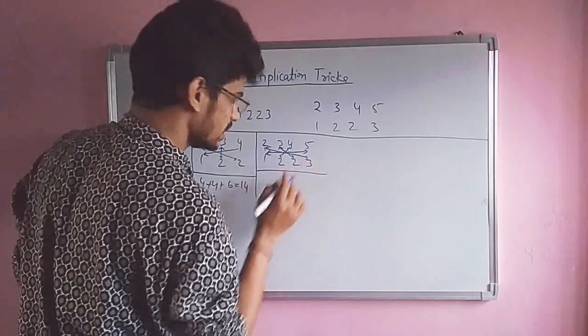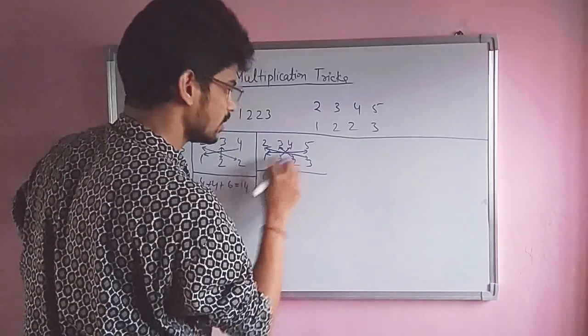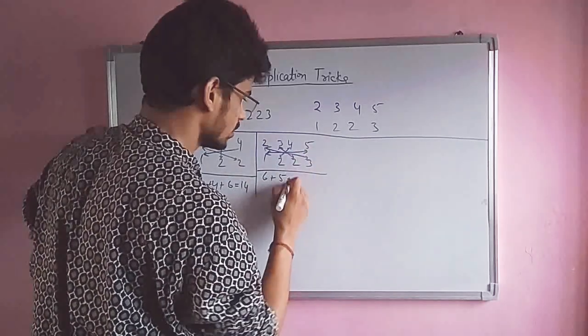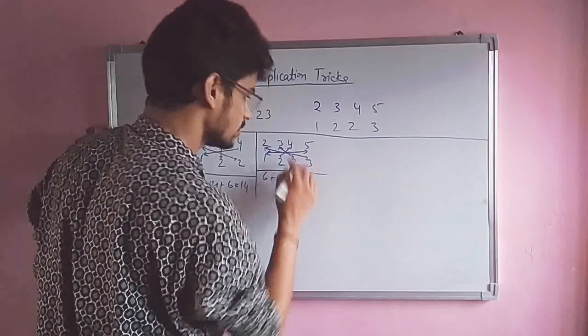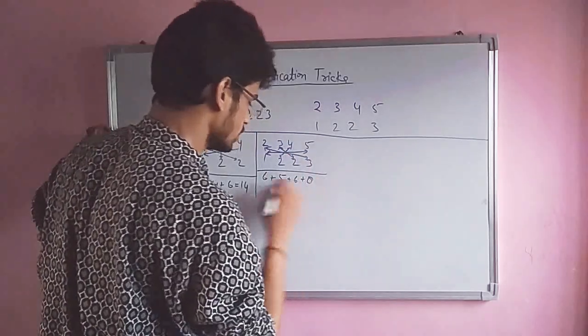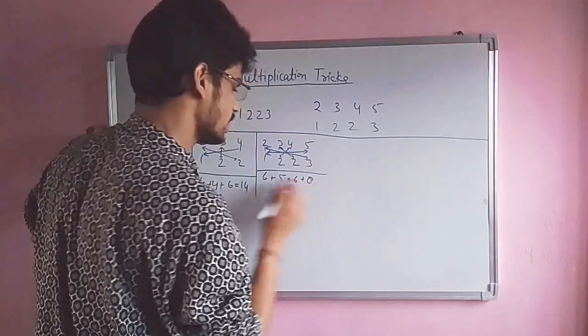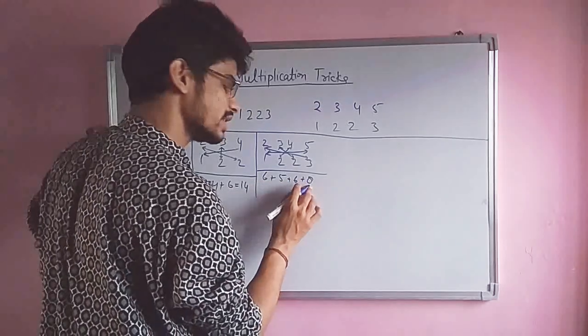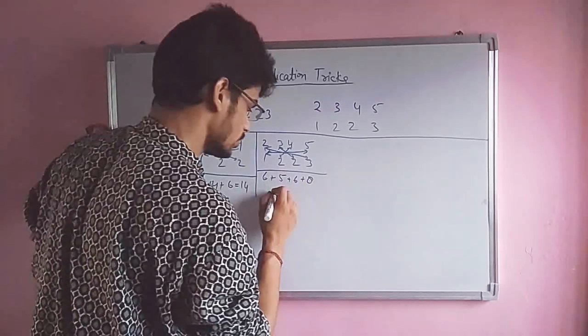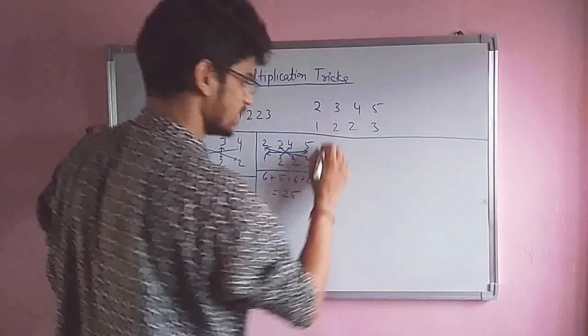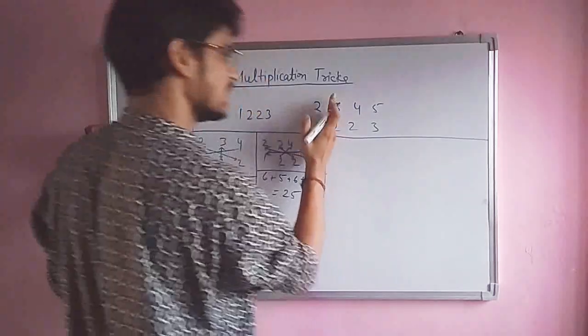2 multiplied by 3 is how much? 6. 1 multiplied by 5 is 5. 3 multiplied by 2 is 6. 4 multiplied by 2 is 8. 6 plus 5 plus 6 plus 8: 6 plus 6 is 12, 12 plus 8 is 20, 20 plus 5 is equal to 25. Next is the left side.